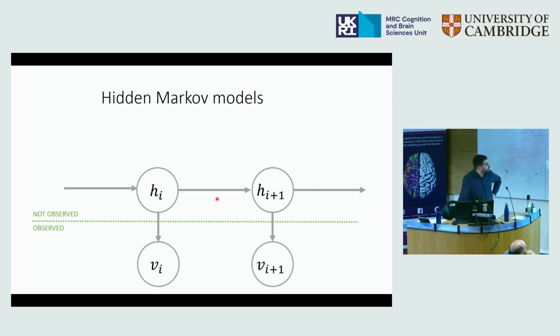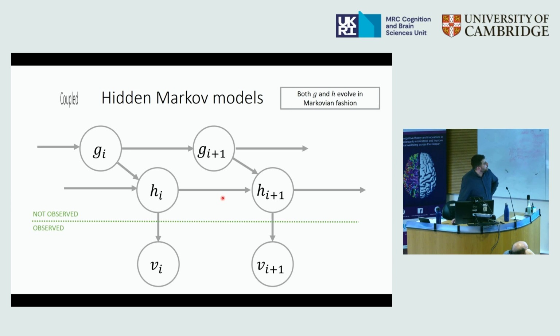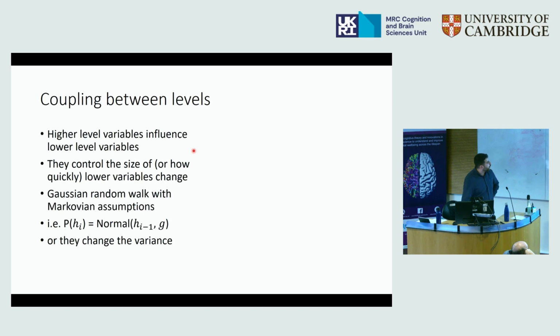So just to complete our discussion of what a coupled hidden Markov model is, I'll explain the coupling. The coupling is essentially you just introduce a higher level variable, here I've called G, and you assume that both G and H evolve in a Markovian fashion. And what happens is that G will influence H in some way. So the higher level variables will influence the lower level variables.